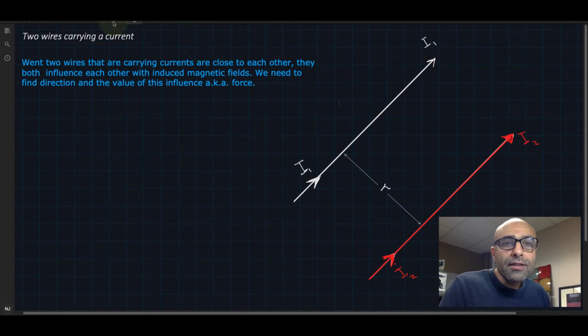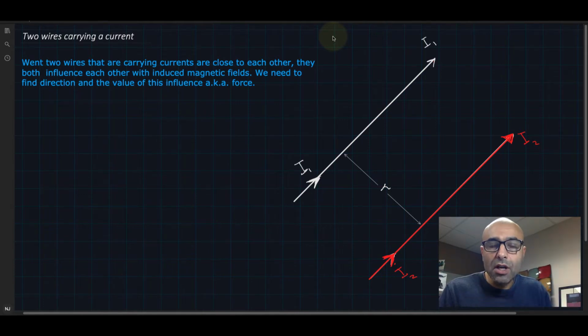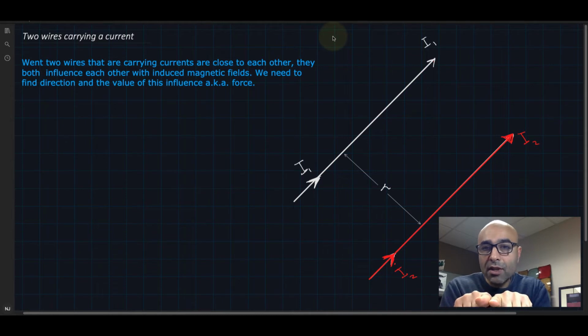Hey there everyone. In this situation we have two currents that are next to each other, traveling either parallel or opposite to each other, and we need to figure out what kind of influence they have on each other. Because these two currents are traveling next to each other, each current creates a magnetic field that comes within the vicinity of the other current. If a current is traveling within the vicinity of a magnetic field, then that current will feel a force, as we learned before.